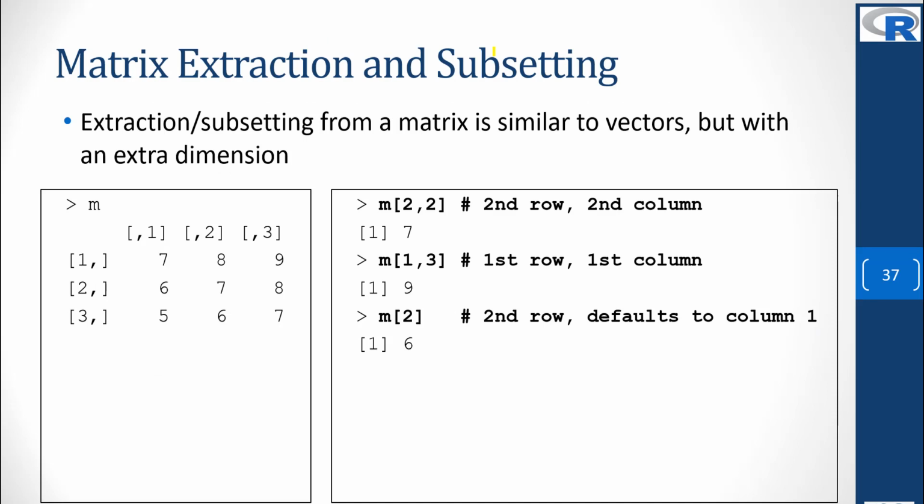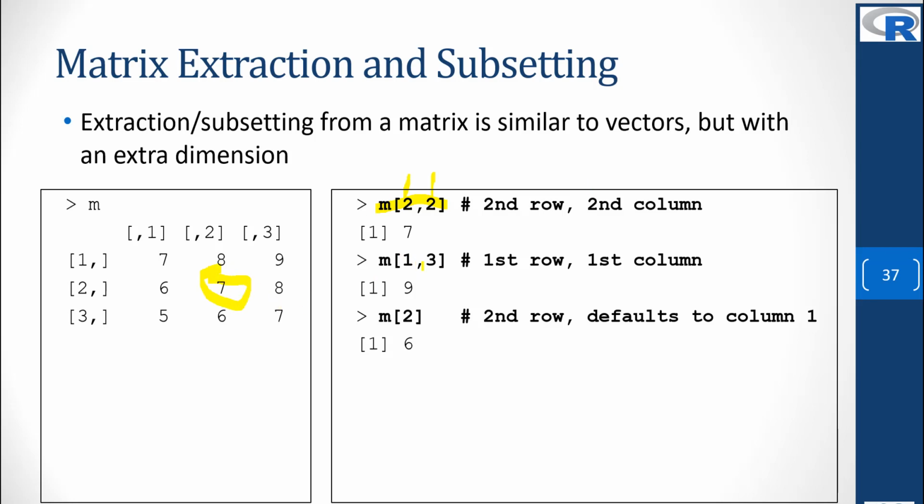Now let's look at extraction and subsetting with matrices, which is similar to vectors, but you've got to work with the extra dimension. So if we've got a matrix, this is an earlier matrix we generated using rbind, if you look a few slides back, with these values 7, 8, 9, 6, 7, 8, 5, 6, 7. If we use the 2-dimensional indexing scheme for extracting a single element, so this says give me the second row, the first index is for the rows, second is for the columns. Give me the second row, second column, which is the middle number here.